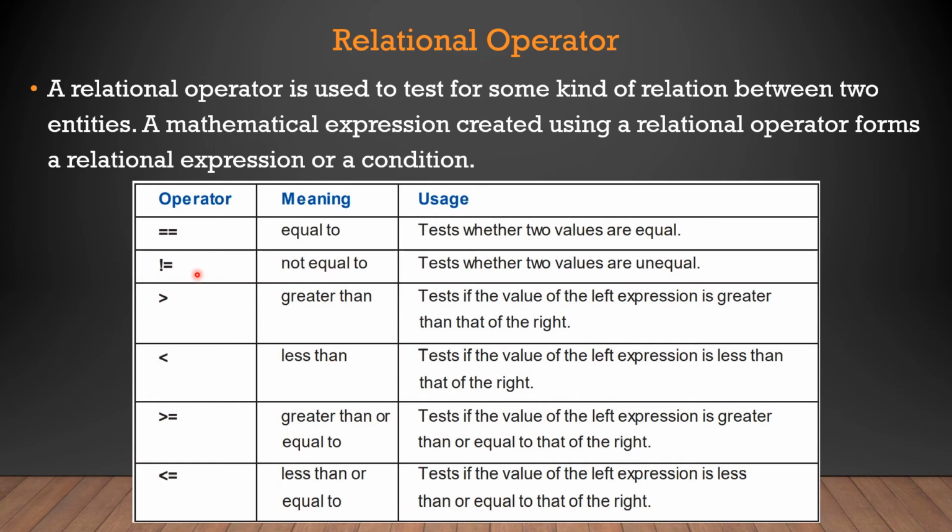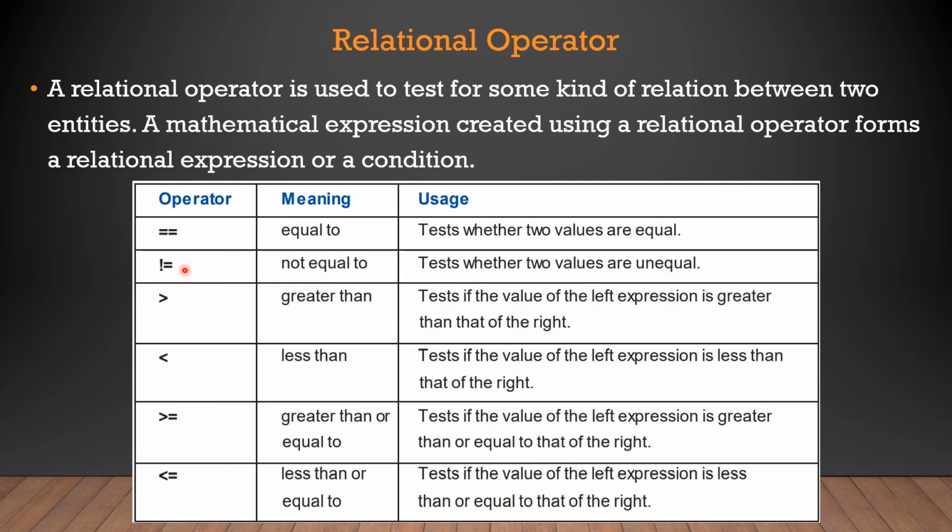It is totally opposite to the equal to operator, because in the not equal to operator, when the given two values are unequal then it will return true, and when the two values are equal it will return false. So we can say that both of these operators are opposite to each other.